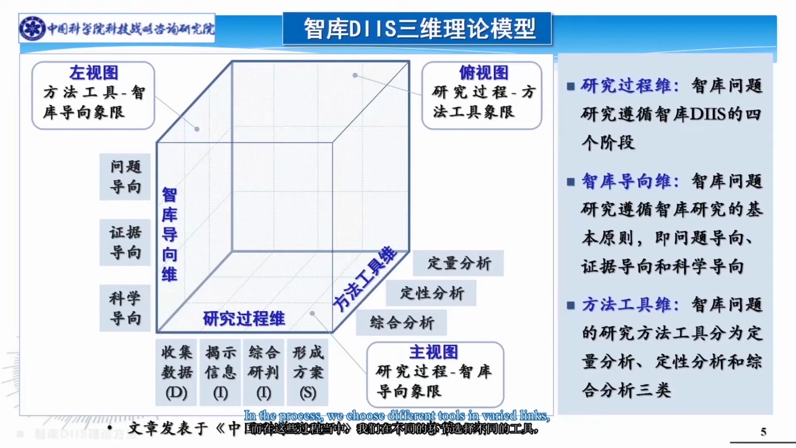In the process, we choose different tools in various links, and based on the whole research process, we determine the method. So in that sense, the DIS theory and methodology can help us to choose and use tools scientifically. In a sense, it's also a method toolbox for solving problems.